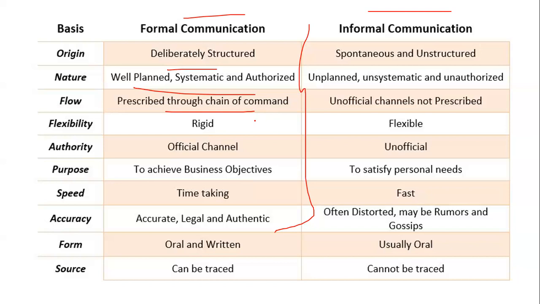Informal communication is basically spontaneous in nature. It is unplanned, unsystematic, unauthorized. It is flexible in nature. It is unofficial. There is no authenticity for this type of communication, and it cannot be traced. You cannot know where it has come from or where it has taken place. So it is completely unauthorized. Okay.